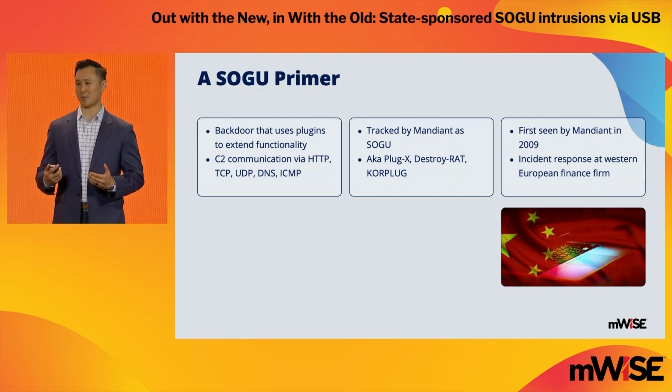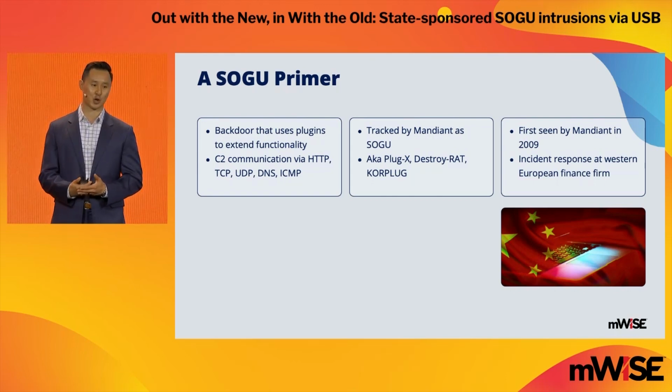So we'll start with a primer on the SOGU backdoor, and then we'll dive into the specific USB-based variant seen in this recent campaign. SOGU is a backdoor written in C, and it extends its functionality using plugins. A plugin exists for a wide array of functionality, ranging from simple actions on disk, like file upload and download, to more niche, like querying that targets SQL databases. At Mandiant, we track this malware family as SOGU, but it's also publicly known as PlugX, CorePlug, DestroyRat.